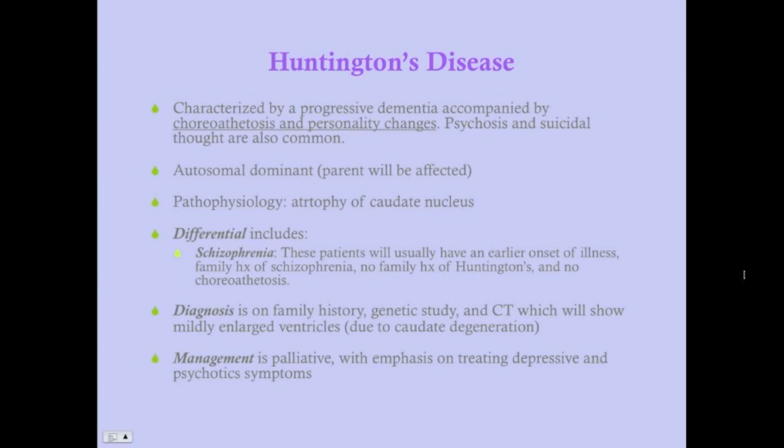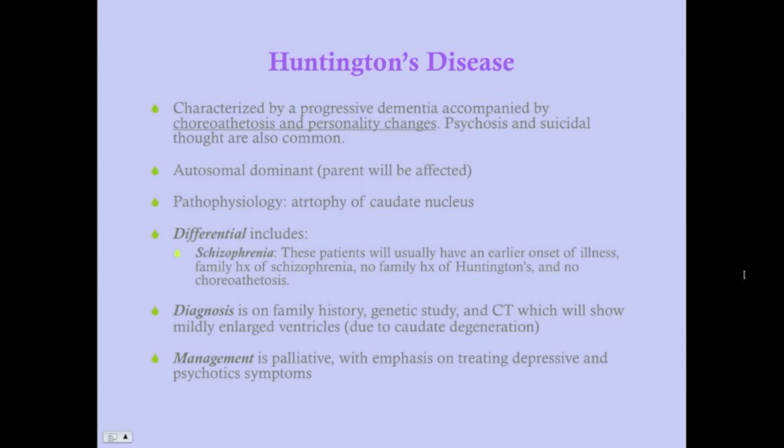Huntington's disease is characterized by a progressive dementia, but it's also accompanied by chorioathetosis, which is a movement disorder, and personality changes. Psychosis and suicidal thoughts are also common. So this is a genetic disease. At some point, the patient or the patient's family member is going to tell you that they have a parent who is affected. Because it's autosomal dominant, the patient must have inherited it from a parent, and that parent had to be affected because it's dominant.